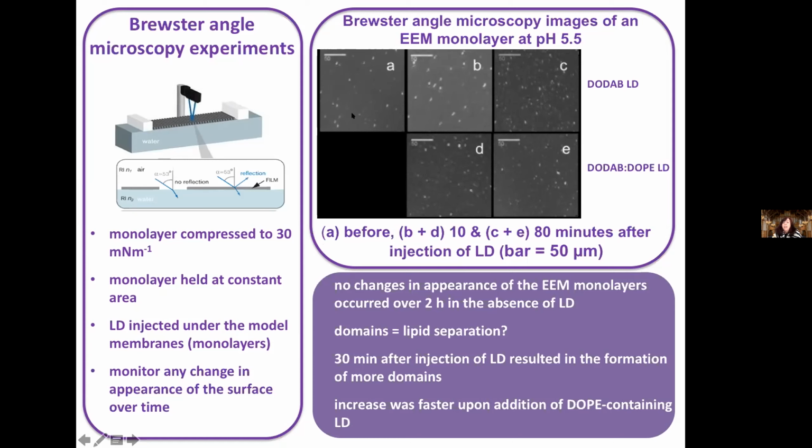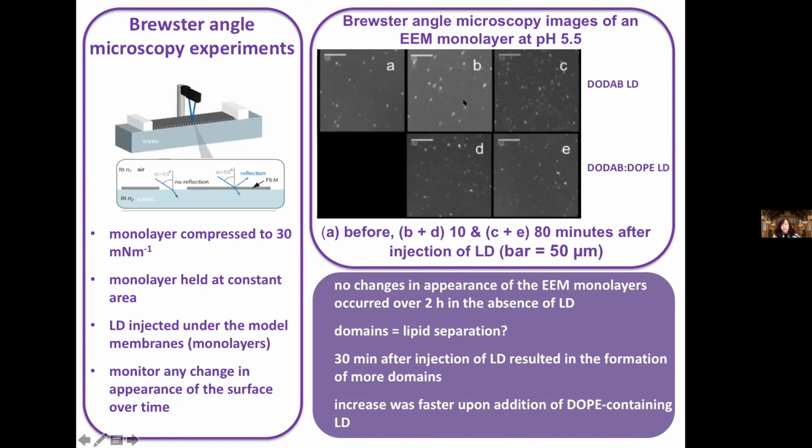So A is just a picture of the endosomal membrane in the absence of any lipoplexes. And just to say that that surface stays the same, looks no different for 2 hours. So any changes we see in the presence of the lipoplex are actually due to the interaction of the lipoplex with the monolayer. First thing to say is you can see some little white bits there, which probably suggests that the monolayer, even in the absence of lipoplexes, is not homogeneous.